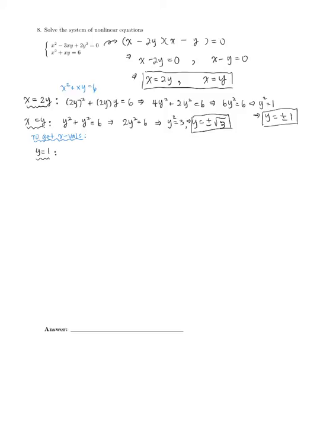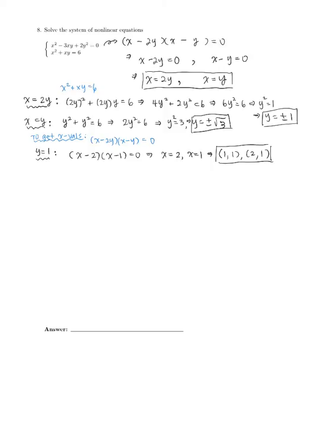Let me write down the equation that I'll be using: x minus 2y and then x minus y equals 0. So if I plug that in, when y equals 1, you're going to have x minus 2 and then x minus 1 equals 0. So that means x equals 2 or x equals 1. So the possible ordered pairs are: when x is 1, y is 1, and when x is 2, y is 1. All right, let me just box this.